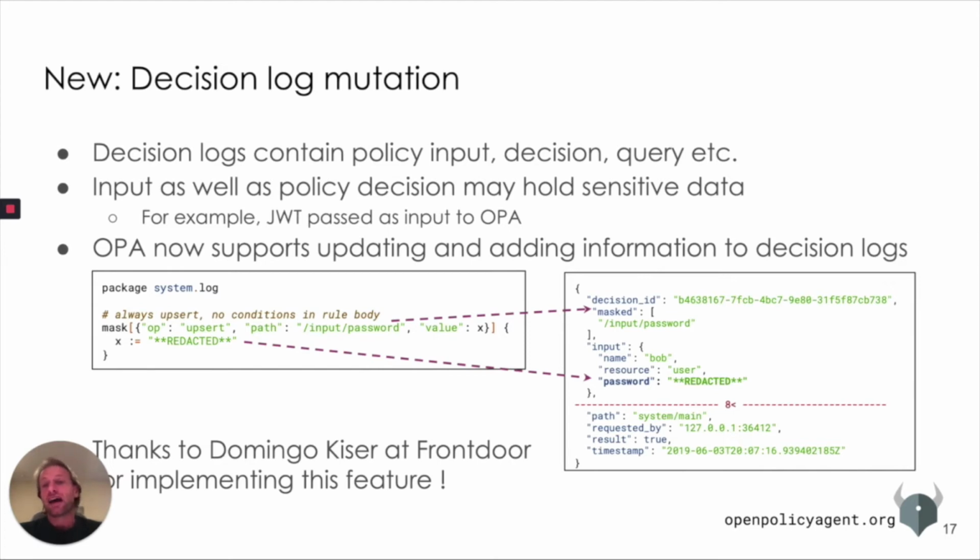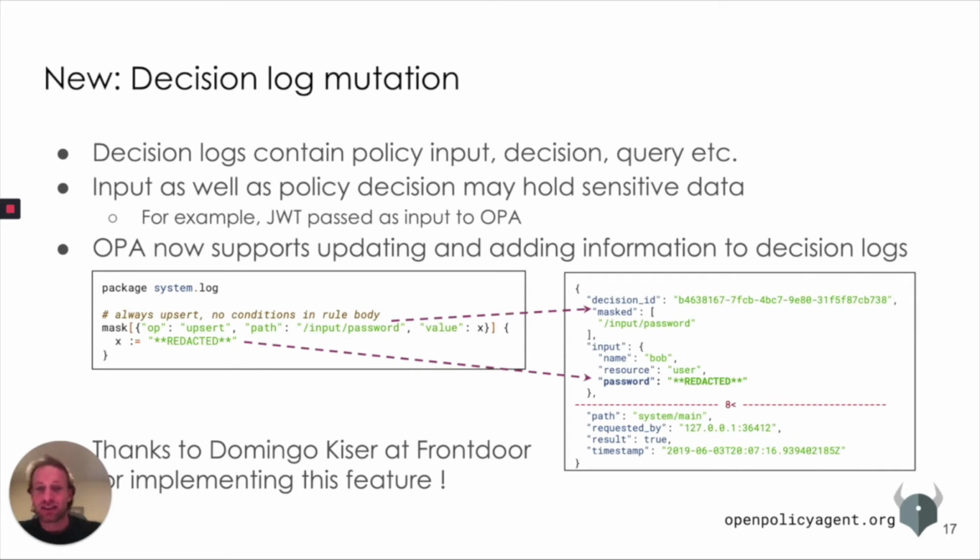So we've had for a while the ability to, within OPA, write policies that dictate which pieces of a decision log entry should be removed or deleted from that entry. Why? Because maybe that particular piece of data contains sensitive information. Maybe you've passed in a JWT, and you want to make sure that nobody can use that JWT before it expires. So what's new, in fact, is that now OPA supports the ability to not only delete, but to update and add information to those decision logs.